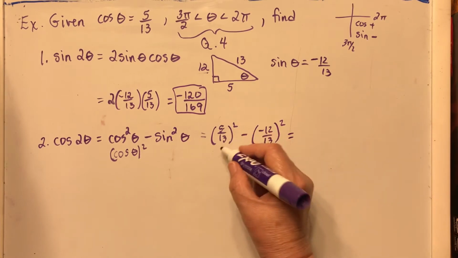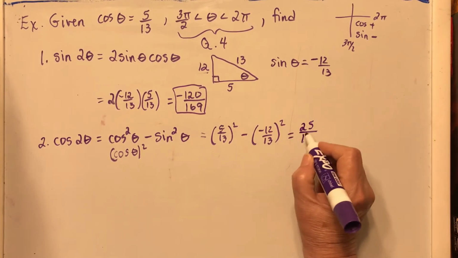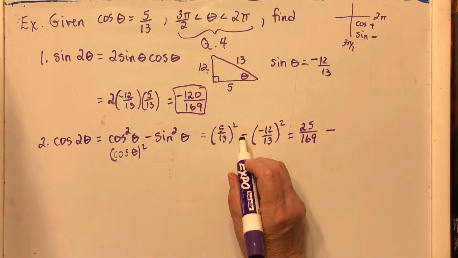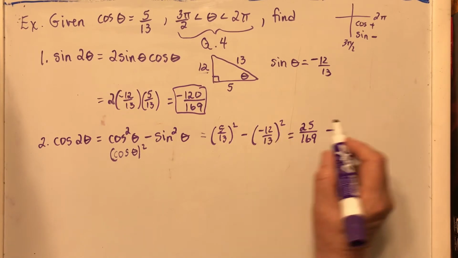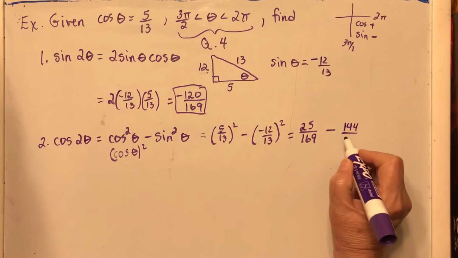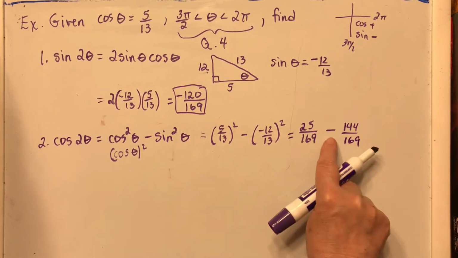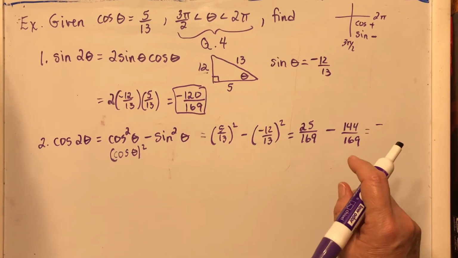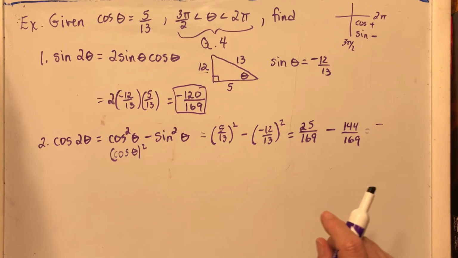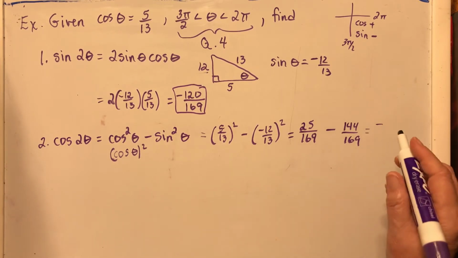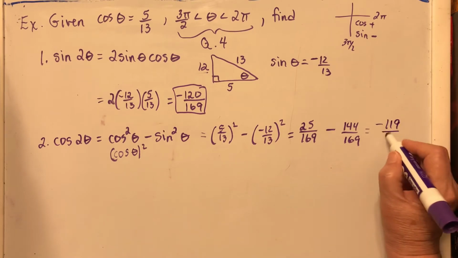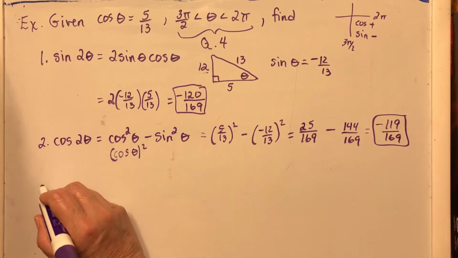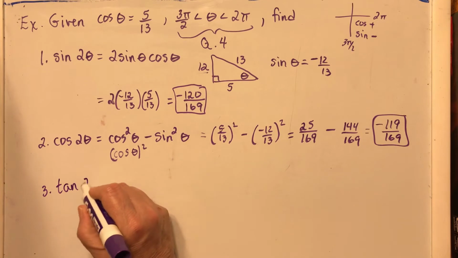5 over 13, you square the numerator and the denominator. That's going to be 25 over 169. Minus, when you square this negative, and you do square that before you subtract, so when we square this negative, it's going to be a positive 144 over 169, but then we have to subtract it, so the minus is still going to be there. So this gives us negative, what is that when we subtract it? Negative 119 over 169 for our cosine.